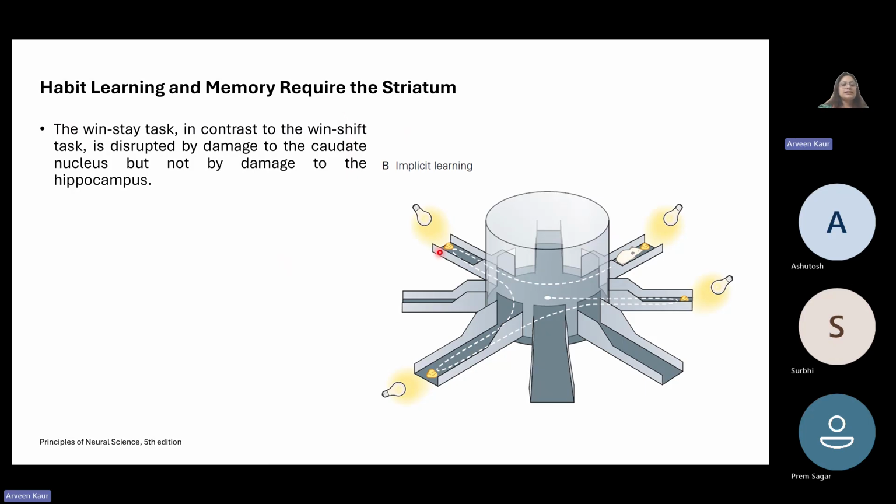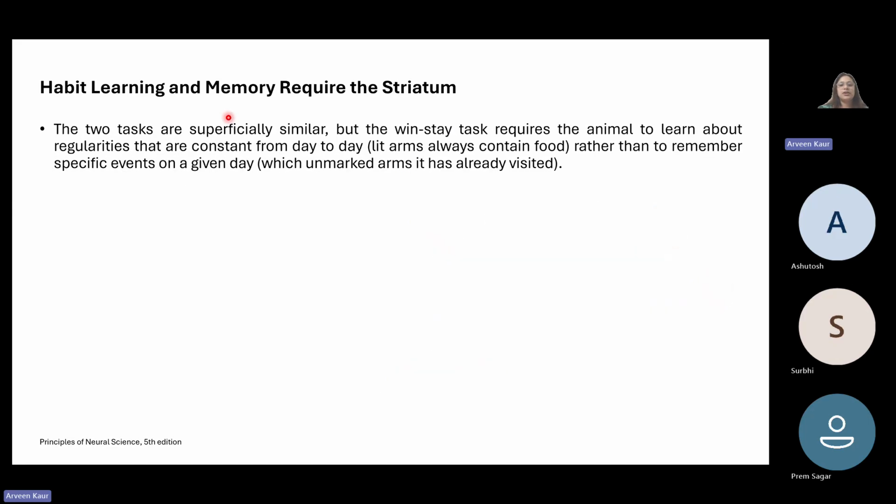So it is disrupted by damage to the caudate nucleus, but not by damage to the hippocampus. So this kind of implicit memory is probably more associated with the caudate nucleus than the hippocampus by itself. The two tasks are superficially similar because a similar kind of setup and maze is being used. But the Wednesday task requires the animals to learn about regularities that are constant from day one rather than to remember specific events on a given day. Right?